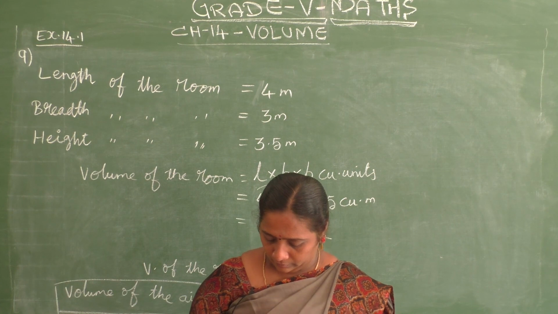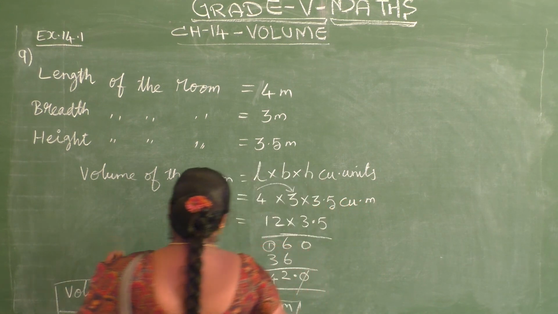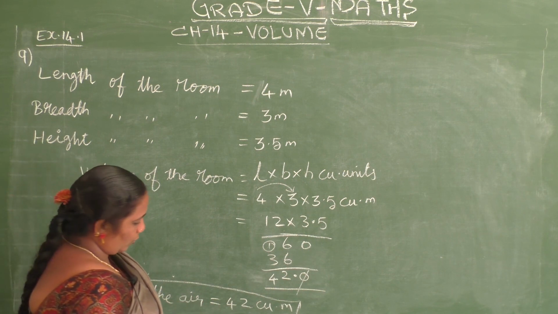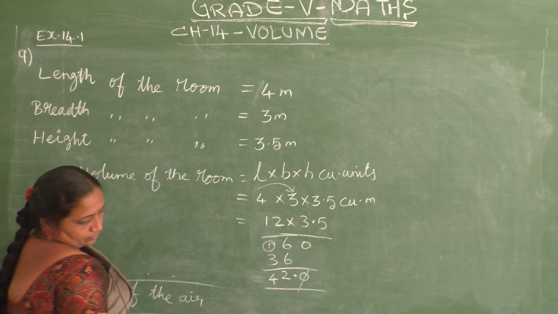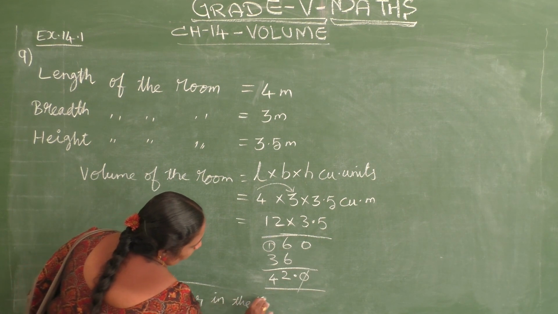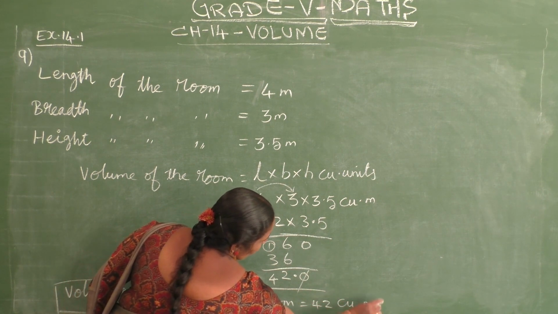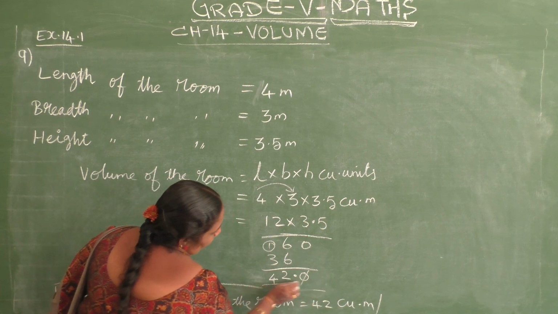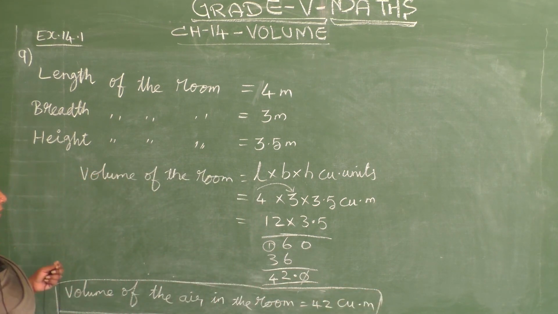Okay ma. No need to write this sentence also. Volume of the air in the room, 42 cubic meter. No need to write 2 times. One time is enough. That's all. Volume of the air in the room.